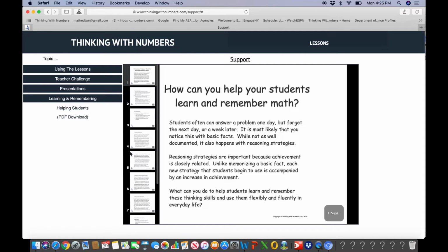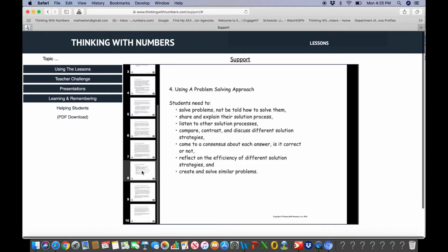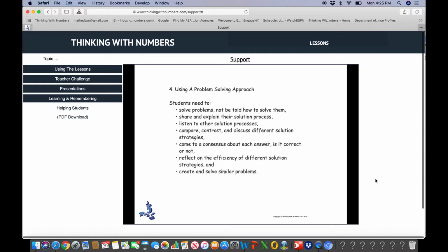This research-based document indicates lots of suggestions. I'd suggest that you take a look at that at some point. I just want to look at this page right now. To help students learn using a problem-solving approach, students need to solve the problem. They don't need to be told how to solve the problem. They need to figure it out.